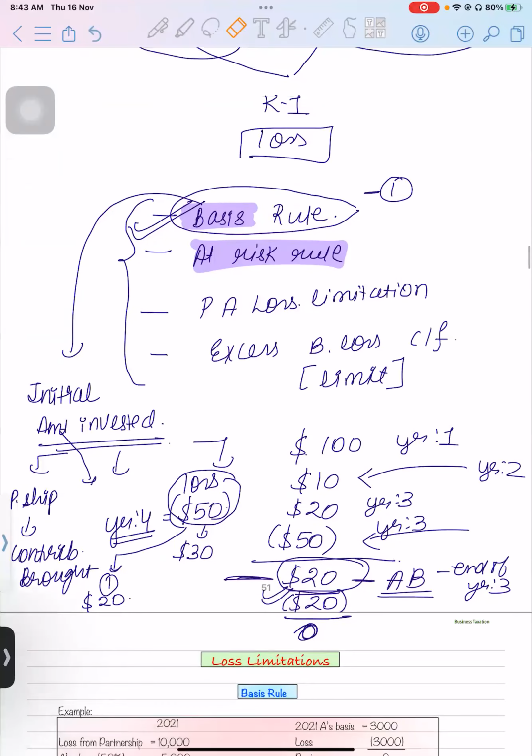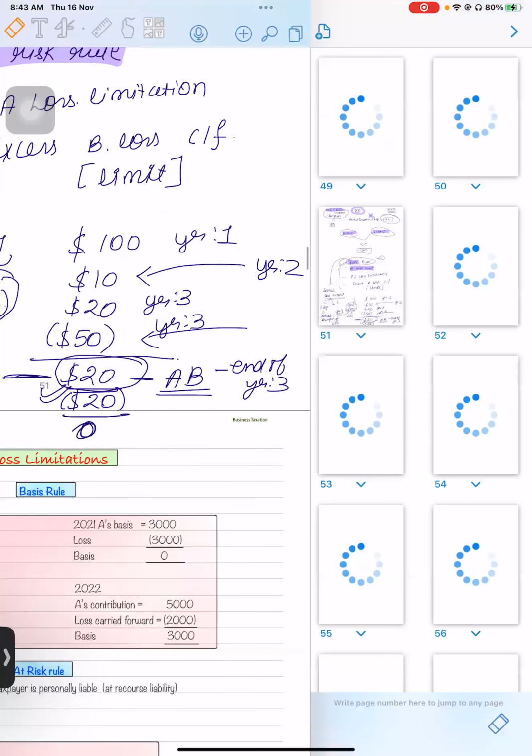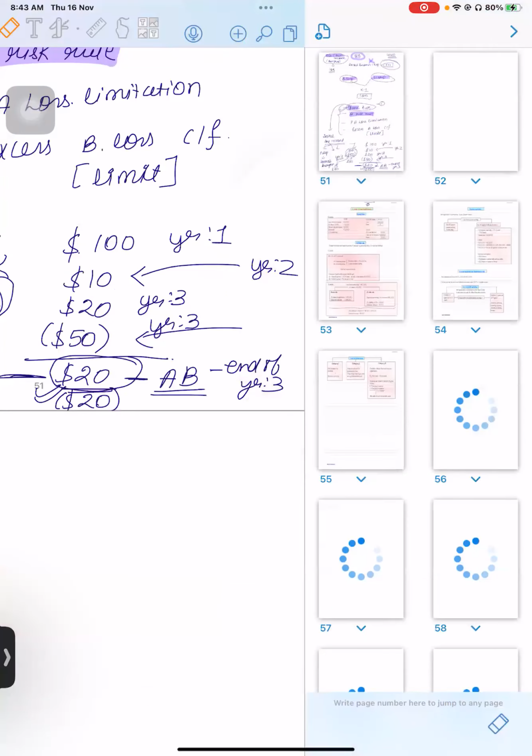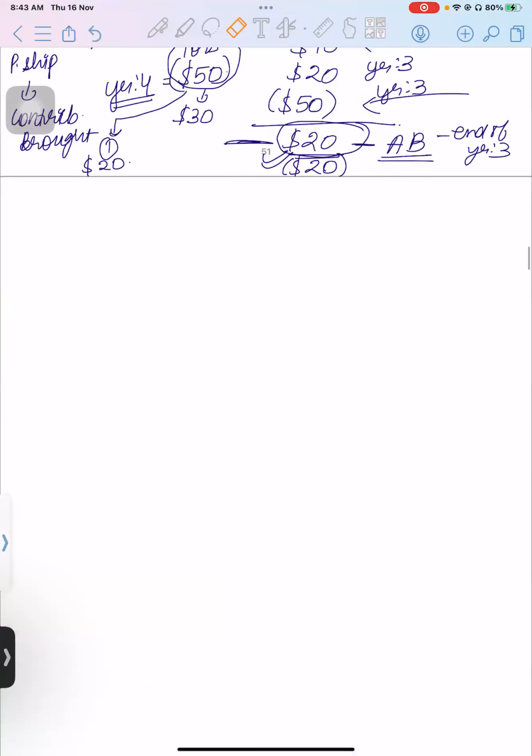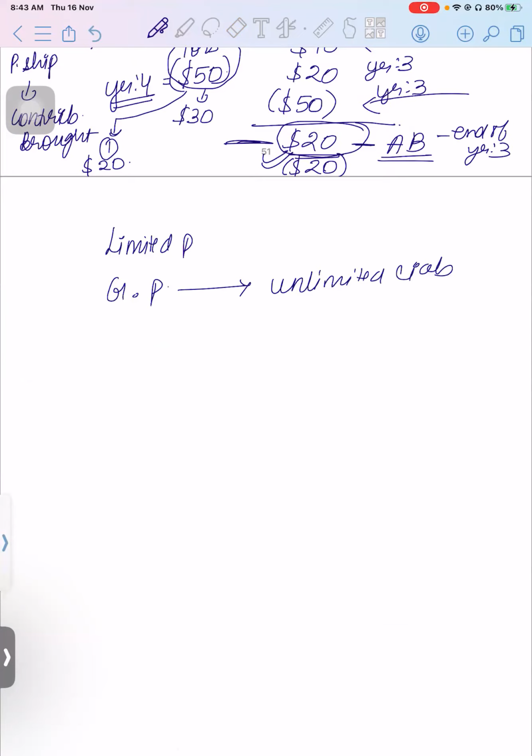All right. So at risk rule is what? Let me take one more page. At risk means what? Do you remember the topic limited partner and general partner? General partner will have unlimited liability.